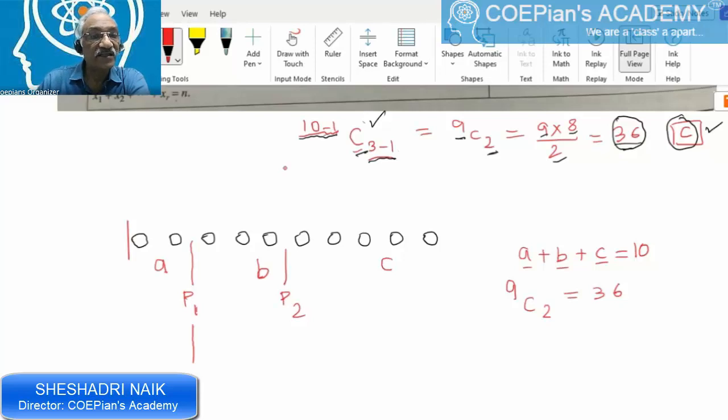Now how many locations do I have? Possible locations is 1, 2, 3, 4 and so on up to 9. So there are 9 places to place the partitions, and how many partitions do I have? 2 partitions. So the answer is 9C2, which is 36. So if we look at this particular problem in a completely different perspective, it becomes very easy.